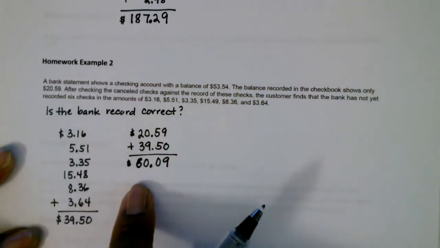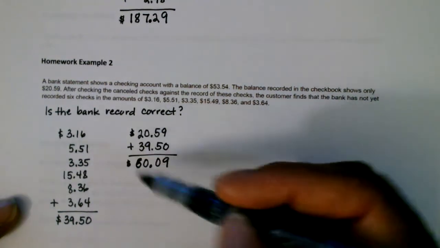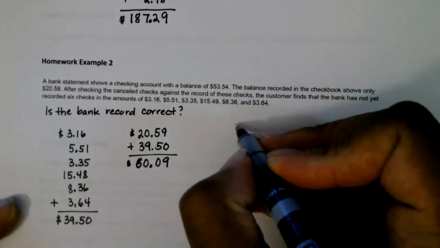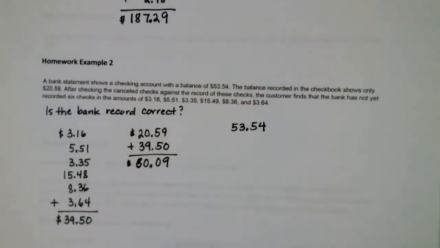Now, is this amount the same as the statement from the bank? Well, by looking at that, that answer would definitely be no. And in this case, I need to find out how much is it over, or how much is it under? Okay. So here the bank statement is $53.54. Okay.